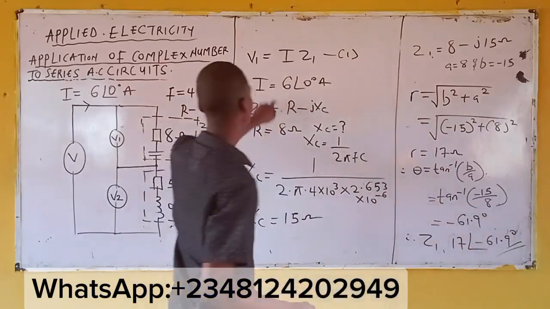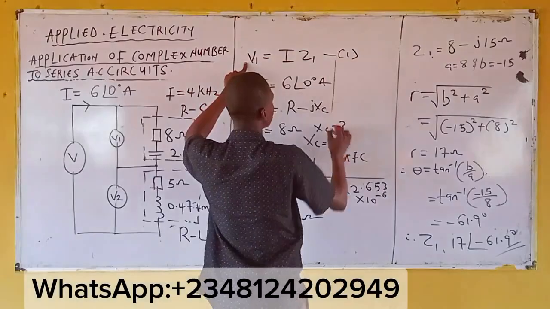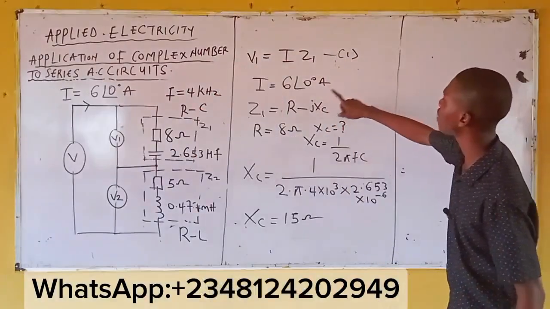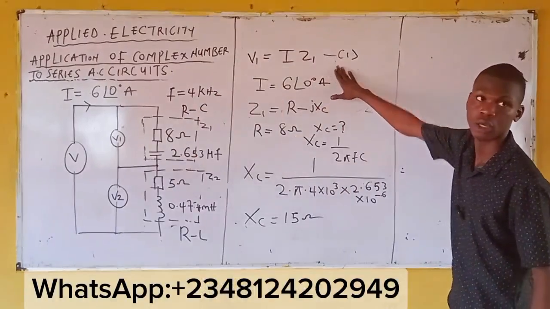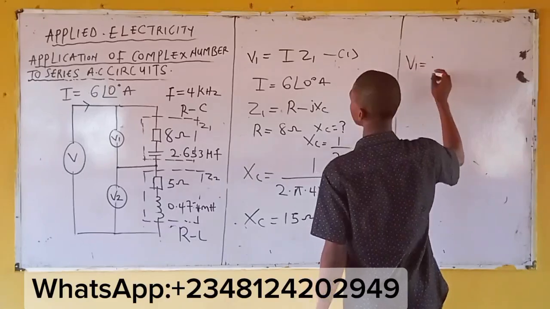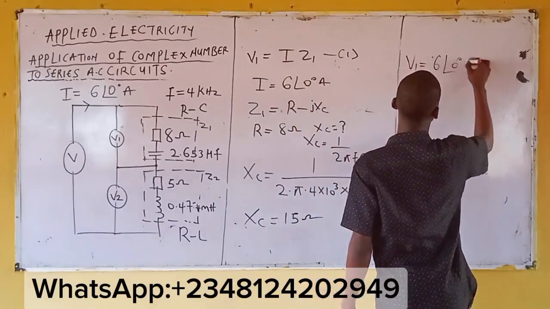Now, come back to your equation, which is equation 1. Substitute the value of Z that you've gotten in polar form. Let's substitute in equation 1, meaning V1. What's our V1? Your 6, your current, 0 degree, multiplied by what?